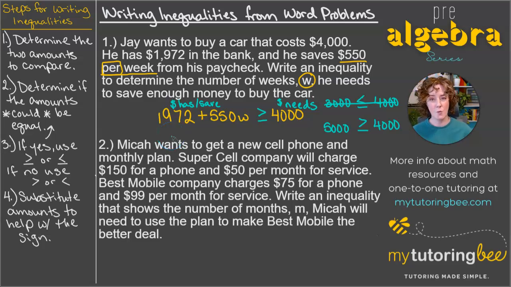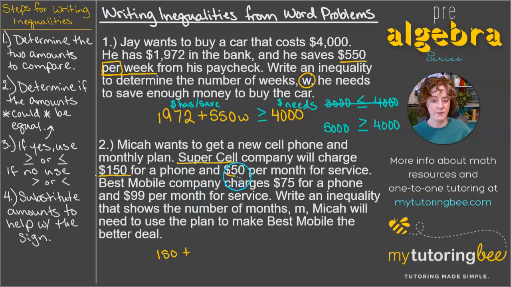We're comparing one cell phone plan to another cell phone plan. So let's start with the first cell phone plan that they gave us information about. That would be Supercell. So for Supercell, they're going to charge $150, so that's just a flat fee of $150. So I'm going to go ahead and write that down.